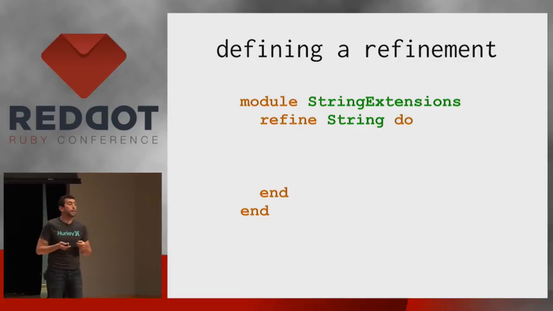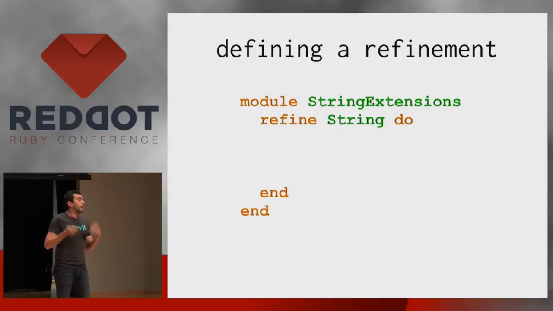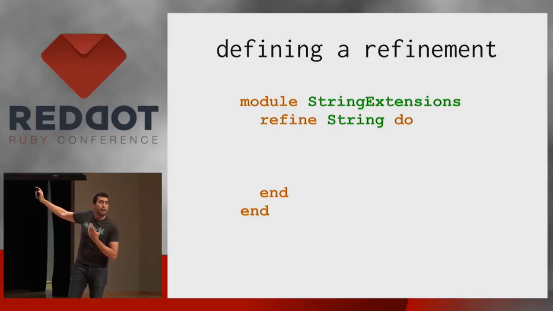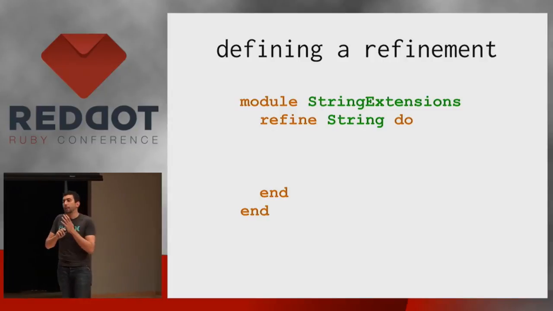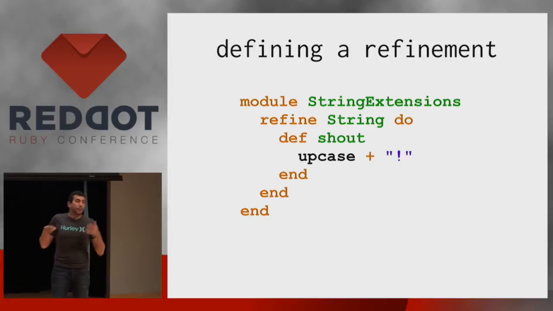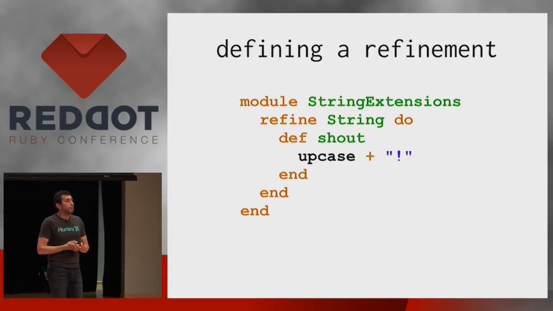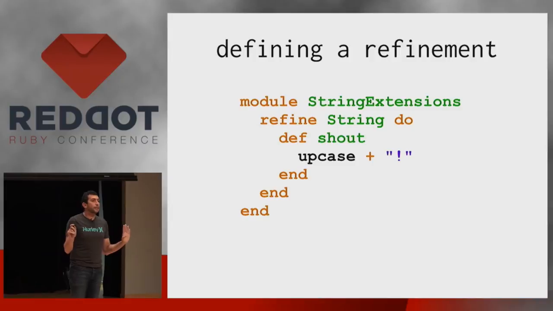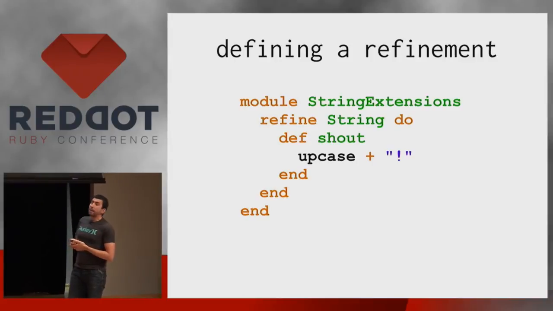You say, I want to refine a string. It's a method, and you pass a block to this method. And inside the block, you do exactly whatever you could do with a monkey patch. For example, you say, let's add the method shout. That's it about defining the refinement. There is essentially nothing else to know, or very little else to know. Then you use it.